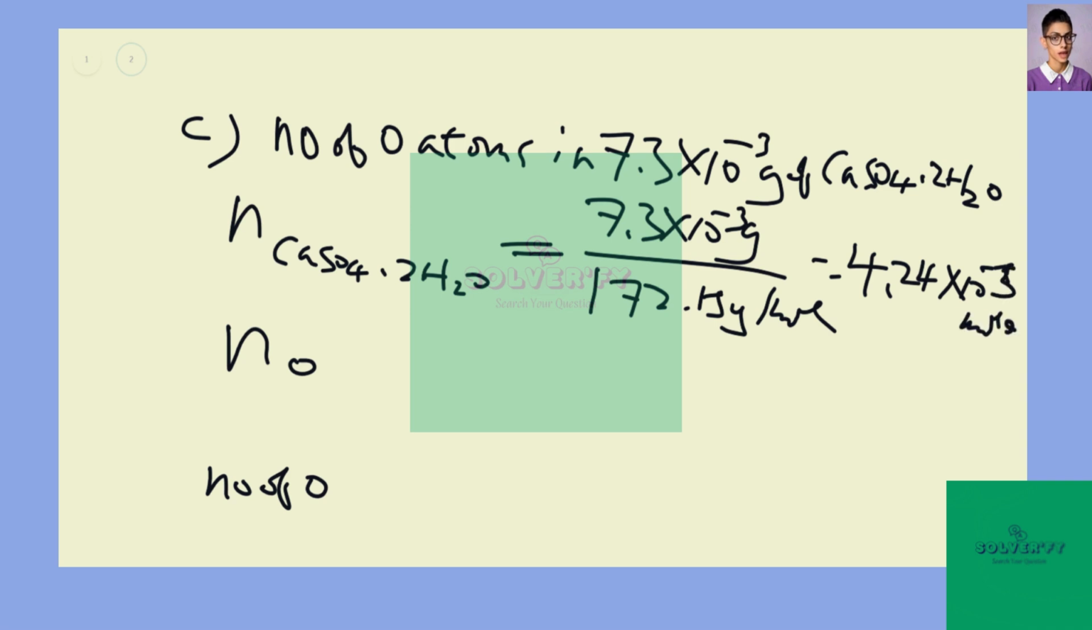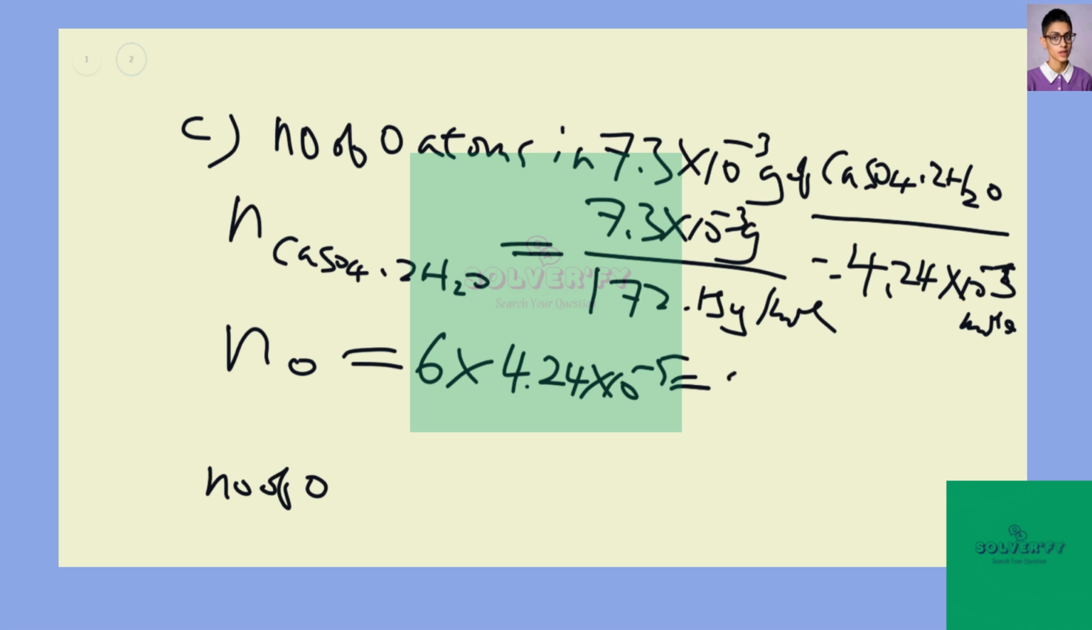Okay, so for the number of moles of oxygen, for each whole compound, how many oxygen are in there? We have 4 from the sulfate, we have 2 from the water, so we have 6. So 1, 2, 3, 4, 5, 6. So for every mole of calcium sulfate dihydrate, we will have 6 oxygen. So we just take 6, multiply by the number of moles that we found before. So it's 4.24 times 10 to the negative 5, and then it should equal 2.54 times 10 to the power of negative 4 moles of oxygen.